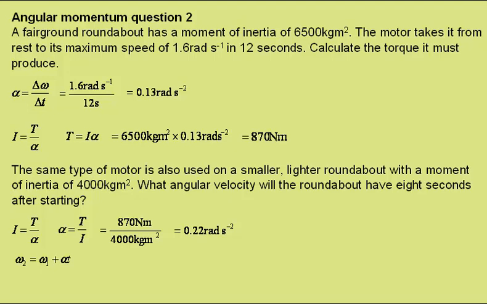We can now use this equation: the final angular velocity equals the initial angular velocity plus the product of angular acceleration and time. Putting in the values gives a final angular velocity of 1.76 radians per second.